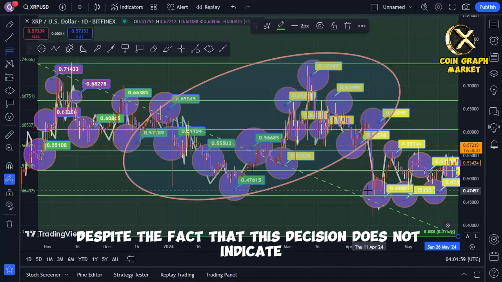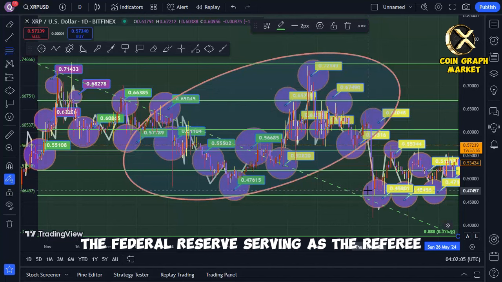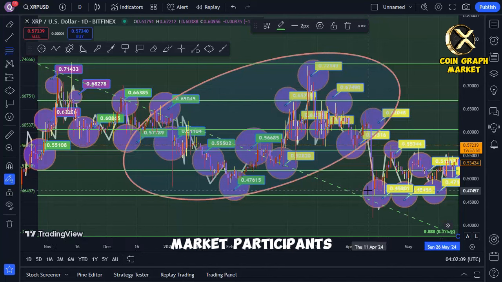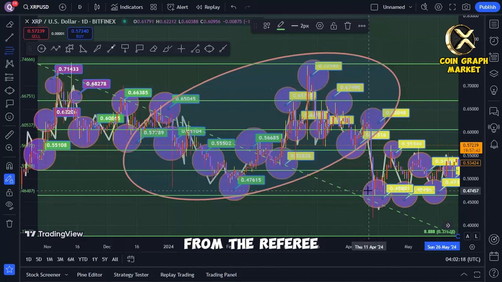Despite the fact that this decision does not indicate an imminent financial disaster, it does constitute yet another obstacle in the ongoing fight against inflation, the Federal Reserve serving as the referee in this figurative battle between the three parties. Market participants have been left with the impression that they are on the receiving end of a series of unremitting blows without any assistance as a result of the absence of clear signals from the referee.